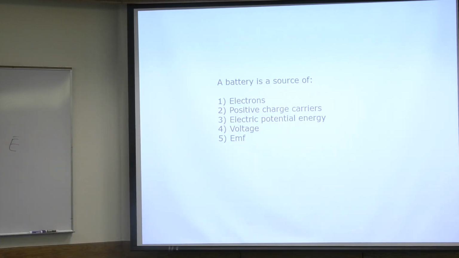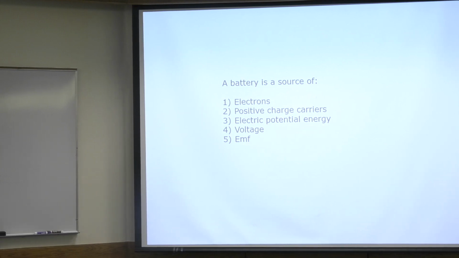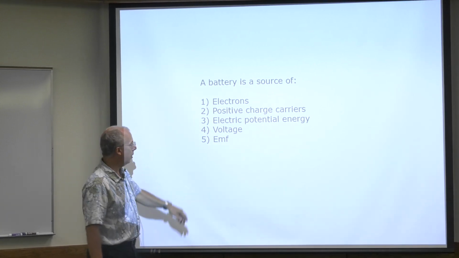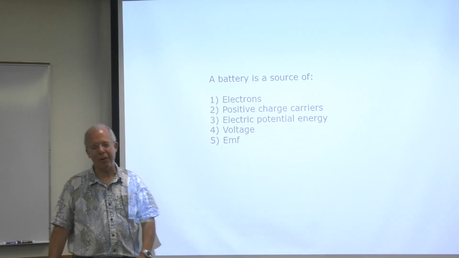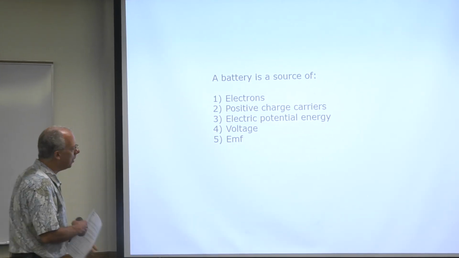Okay, here's a question for you. A battery is a source of what? And there's more than one correct answer. So pause your video and get ready to vote. Okay, so what is a battery a source of? Well, it's certainly not electrons. The electrons already are in the wire. And certainly not the positive charge carriers because, first of all, they don't even exist. But second of all, assuming they do exist, they're already in the wire as well.